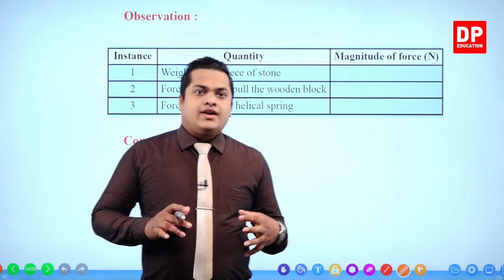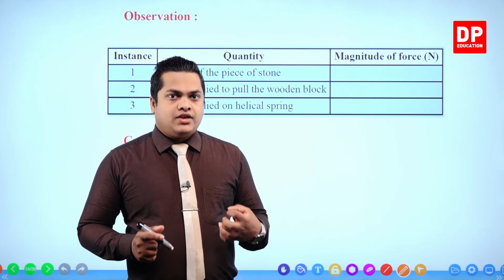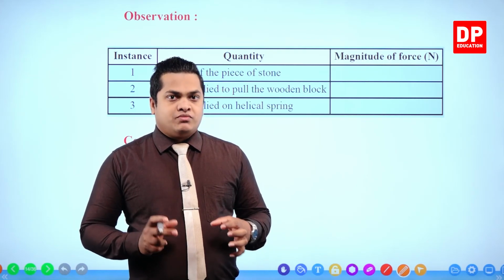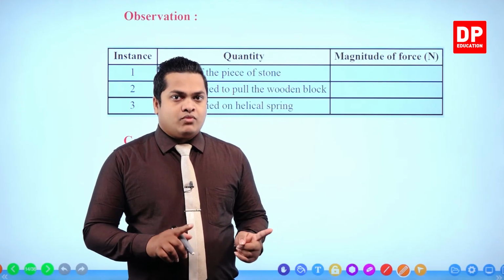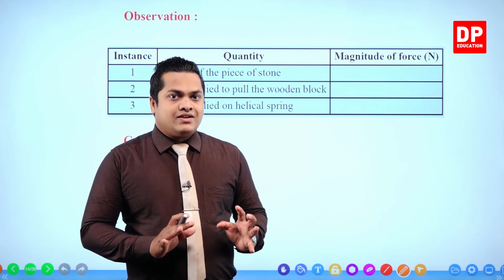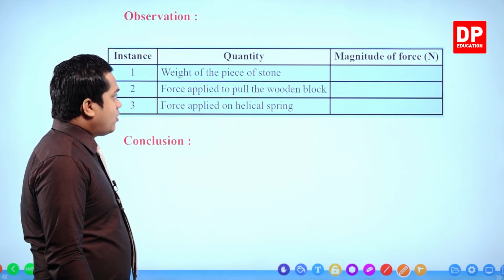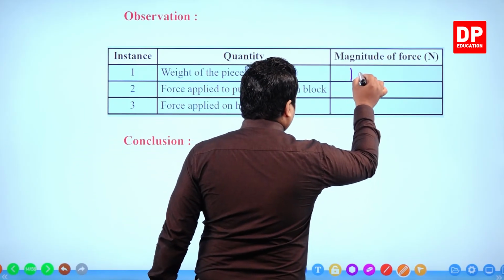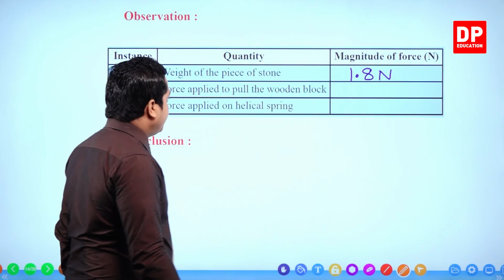So my dear children, we conducted the activity and you could clearly observe that we can measure the magnitude of the force by using the Newton spring balance. You could also observe that the spring balance I have used is calibrated in both grams and newtons, right? So now let's tabulate our readings. The weight of the piece of stone or rock which I have used was around 1.8 Newton.